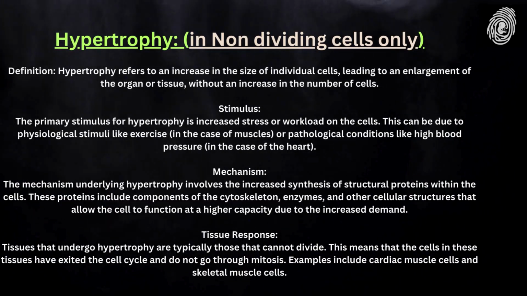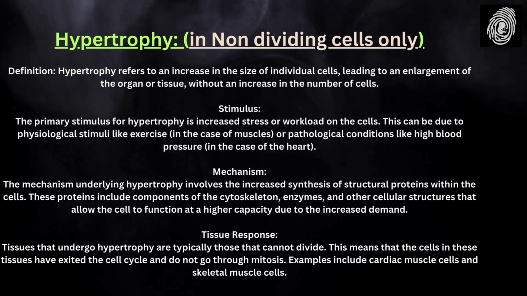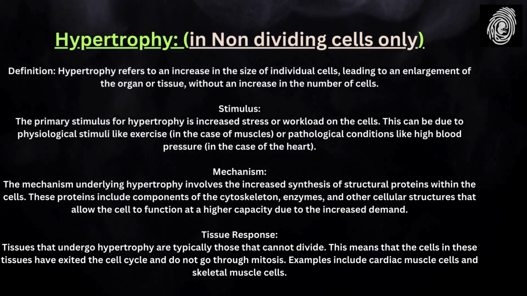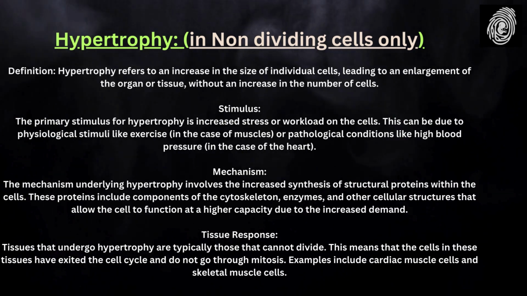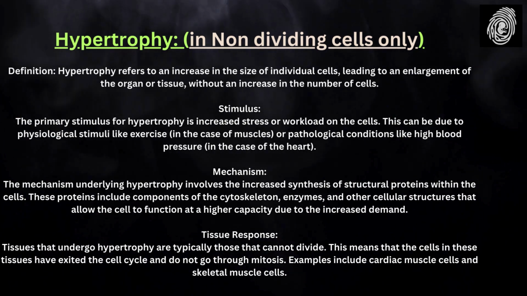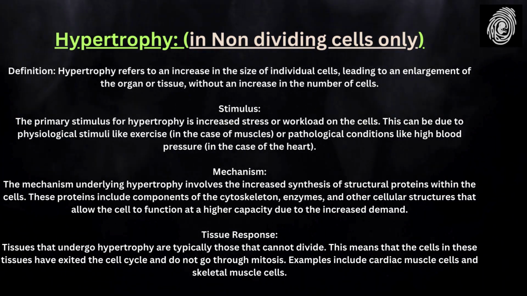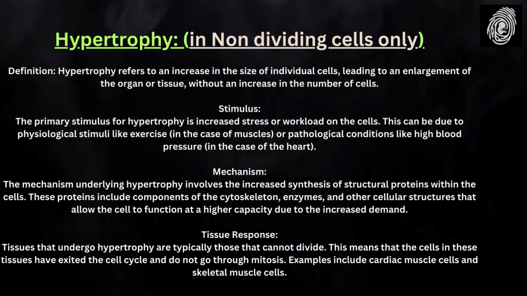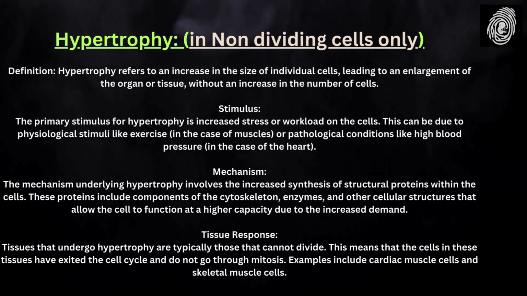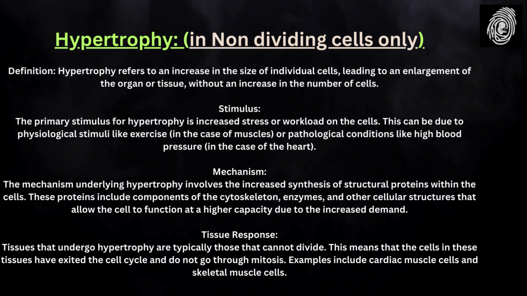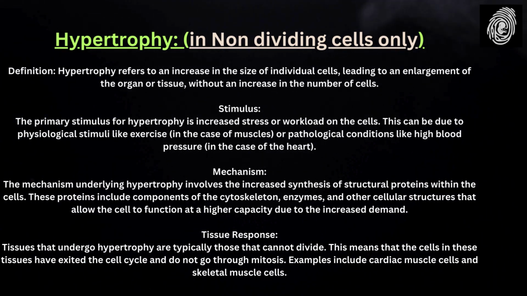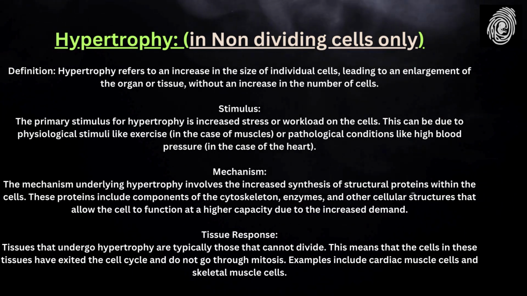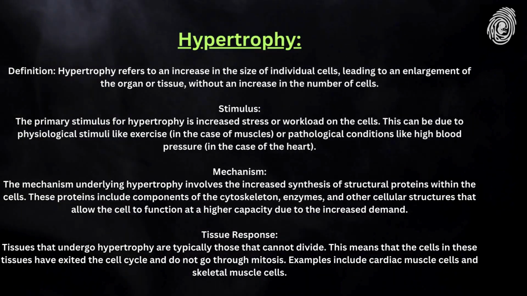Hypertrophy. Definition: hypertrophy refers to an increase in the size of individual cells, leading to an enlargement of the organ or tissue, without an increase in the number of cells. Stimulus. The primary stimulus for hypertrophy is increased stress or workload on the cells. This can be due to physiological stimuli like exercise, in the case of muscles, or pathological conditions like high blood pressure, in the case of the heart.